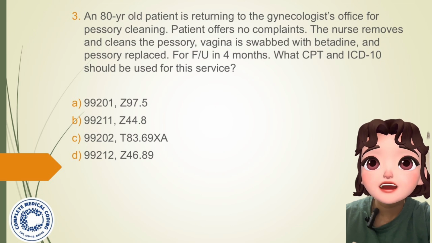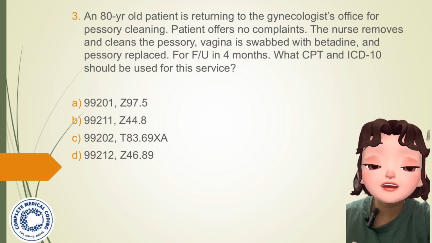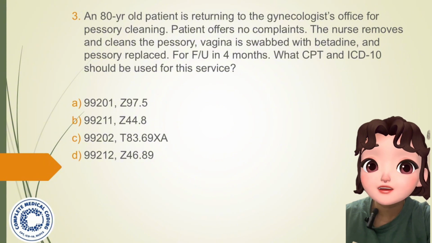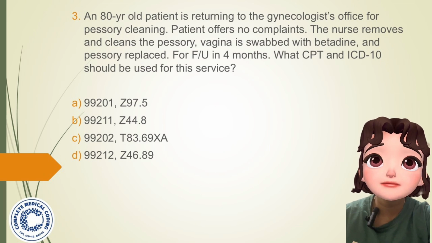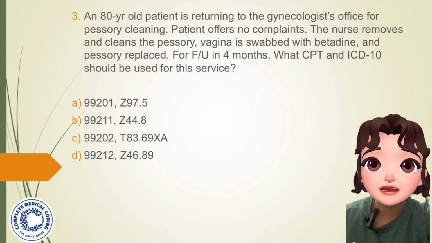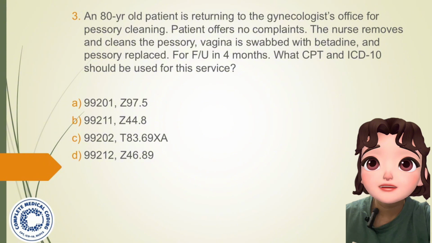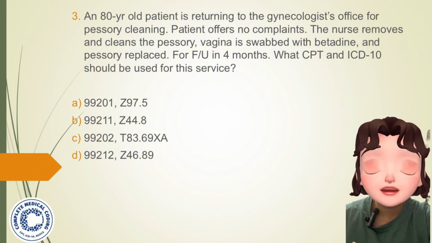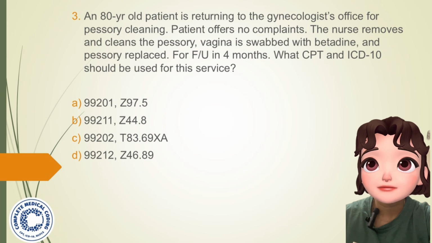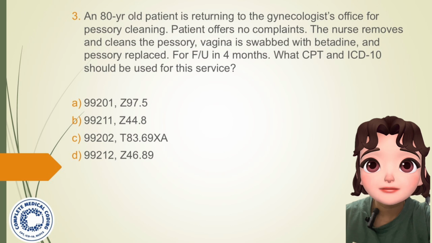T83.69. What is T83.69XA? We know that T will not come in this question, right? Because usually S and T codes represent injury and poisoning. So what is T83.69? Infection and inflammatory reaction due to a prosthetic device, implant and graft in the genital tract. If it is mentioned anything in the question about infection, then we can use this code. But there is nothing mentioned about infection. Okay. So T code will not be the answer.